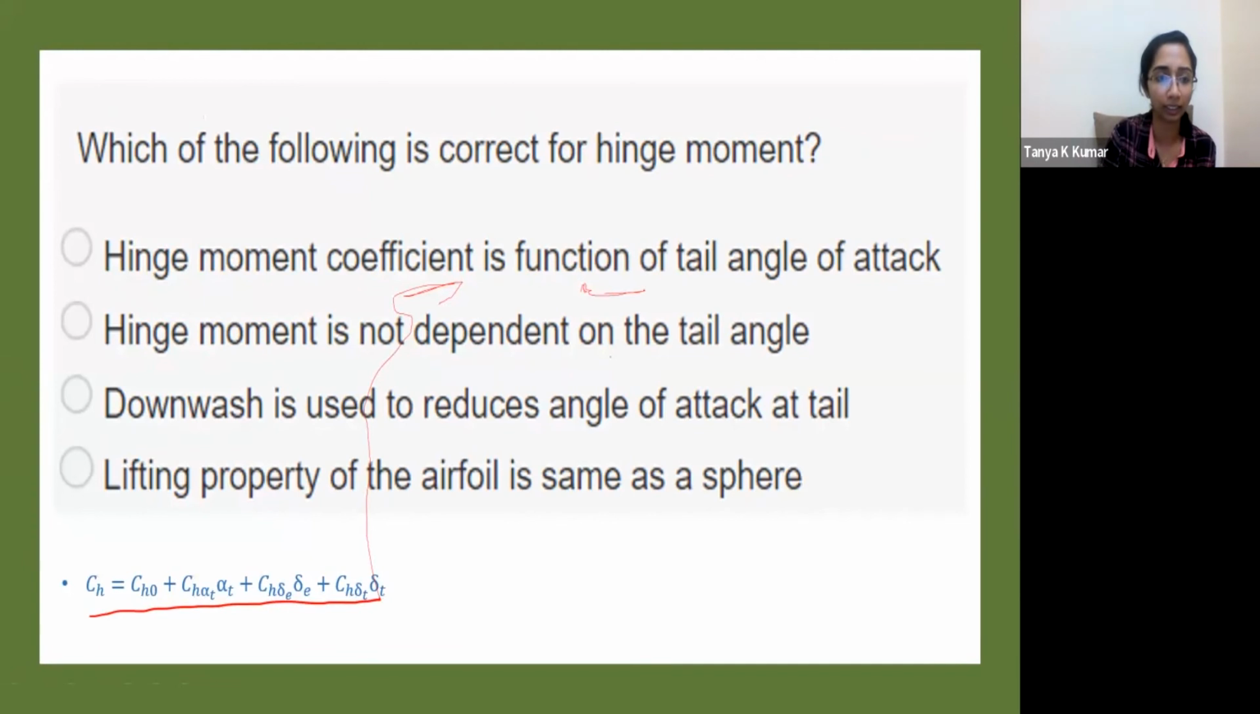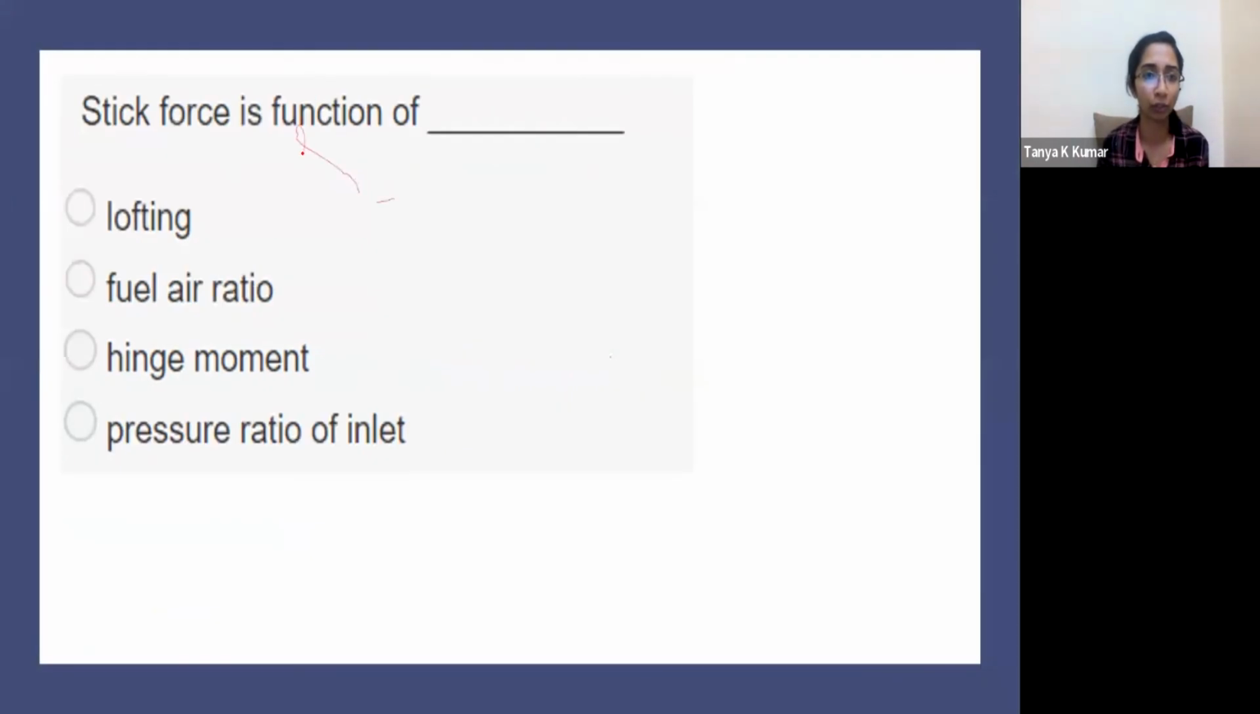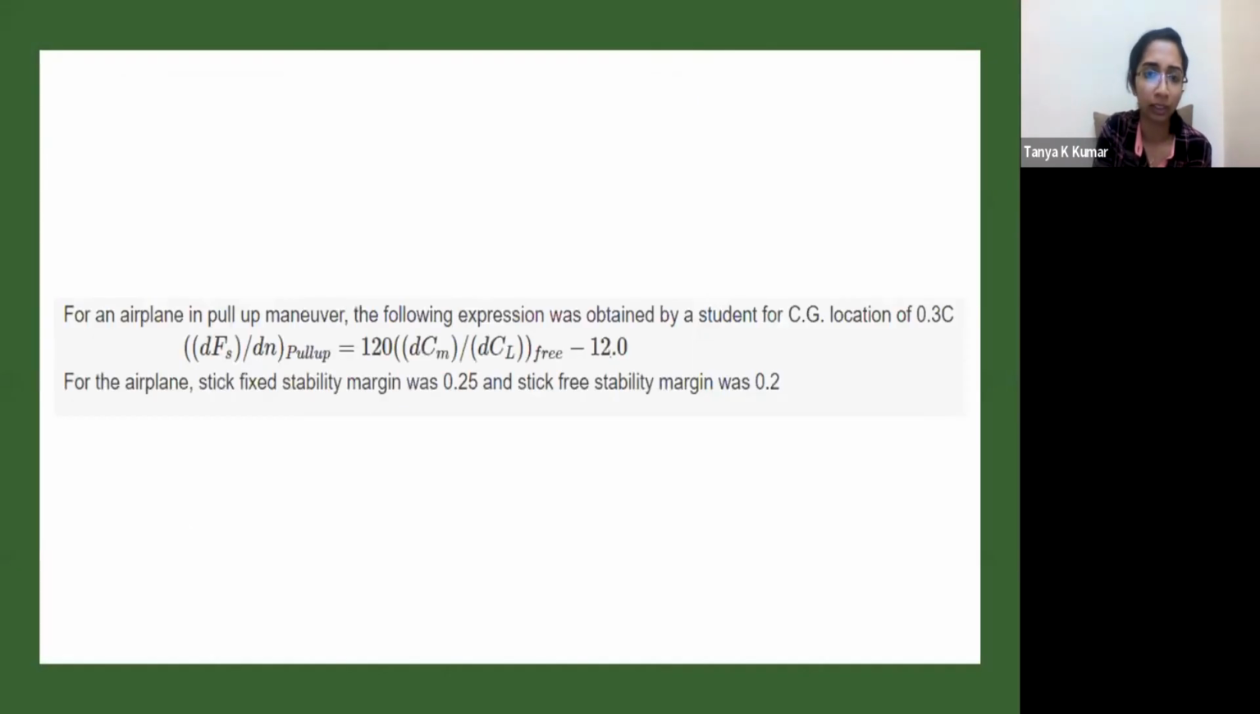Okay. Next, stick force is a function of. Should be lifting, I think. Again, look into the formula for stick force. We had just discussed this in the first slide for week 6. Stick force depends upon hinge moment, delta E, LS, delta S. Okay. Again, this I think is a question from your assignment, so I will not be telling you the answer, but this is the formula. This is a hint with which you can solve it.